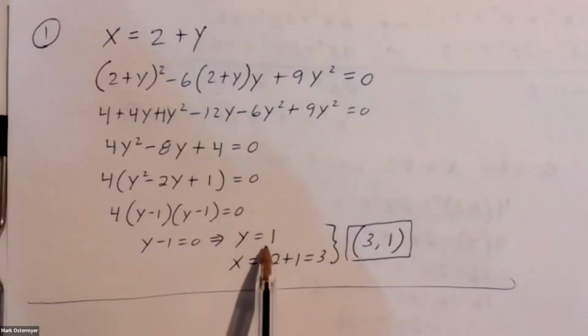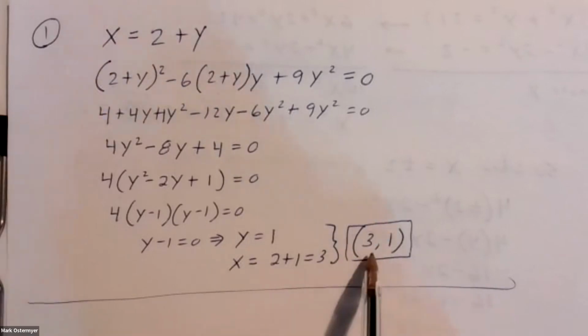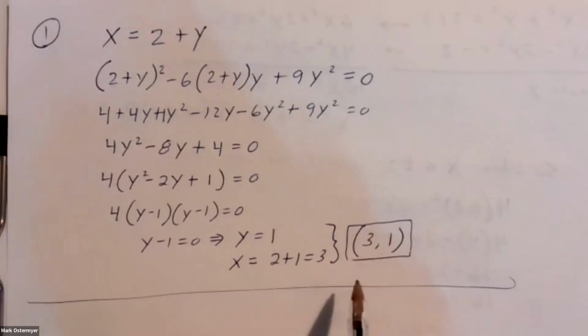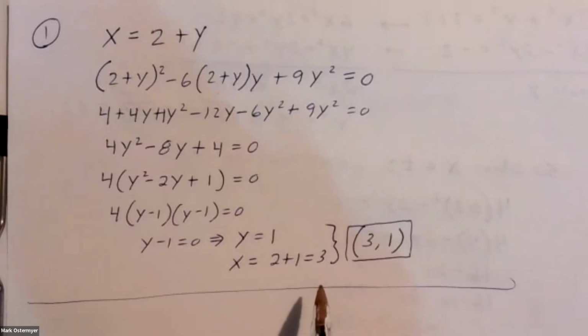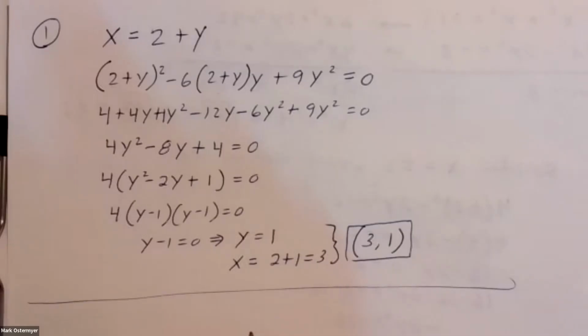Then I used x equals 2 plus y to solve for x. When y is 1, you get 3. The only solution I'm getting is (3, 1). Did anybody get that? (3, 1). That's the only ordered pair solution I'm getting, (3, 1). All right, so that's the end of that problem. That was the substitution method.